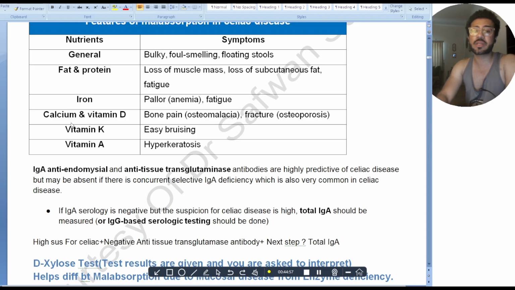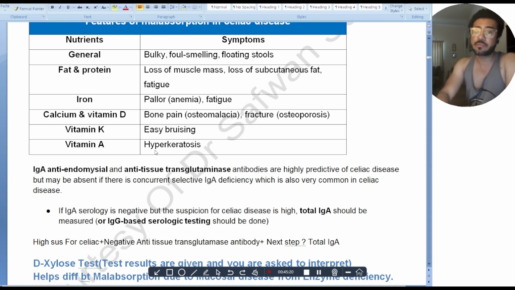Why? Because vitamin K deficiency results in lower production of the clotting factors, so that results in easy bruising. Vitamin A, and since the clotting factors are reduced, you're going to get an increase in PT and aPTT both, because a reduction in vitamin K results in reduced production of all the clotting factors.